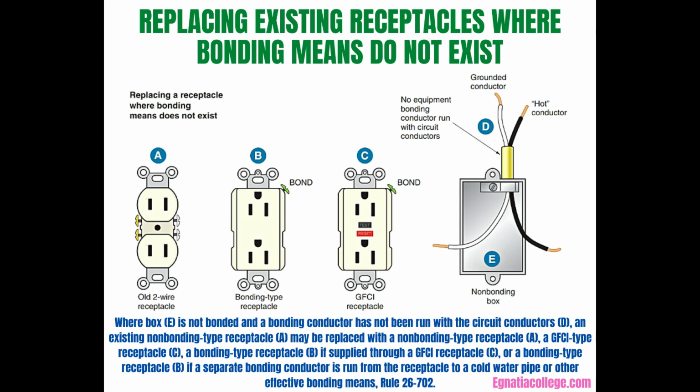Replacing existing receptacles where bonding means do not exist. When replacing an existing non-bonding type receptacle where the box is not bonded, E, and an equipment bonding conductor has not been run with the circuit conductors, D, four choices are possible for selecting the replacement receptacle. 1.